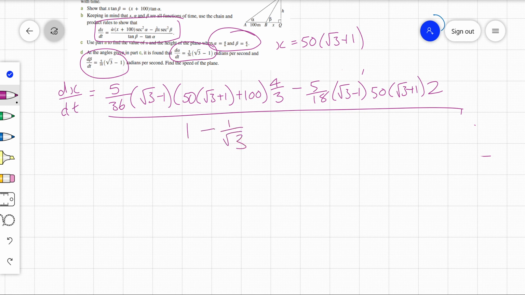Alright, so I'd say, might as well just put all that in your calculator now and approximate. You should get minus 55.6 kilometers per hour. So the speed, we're only after speed, not direction, so therefore the speed of the plane is 55.6 kilometers per hour.